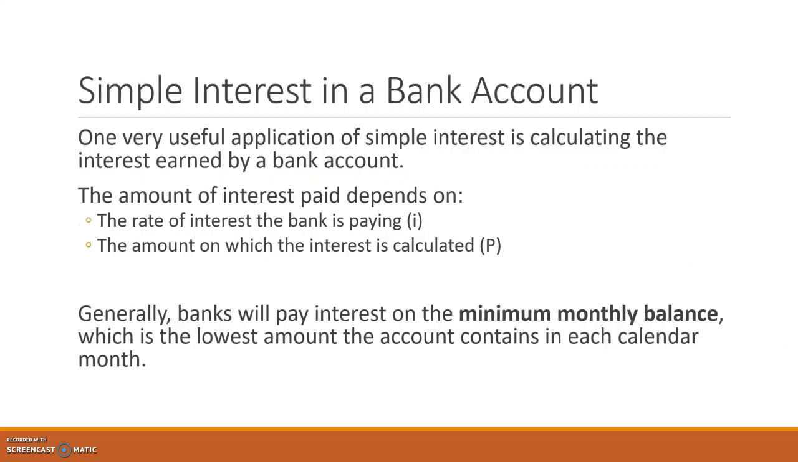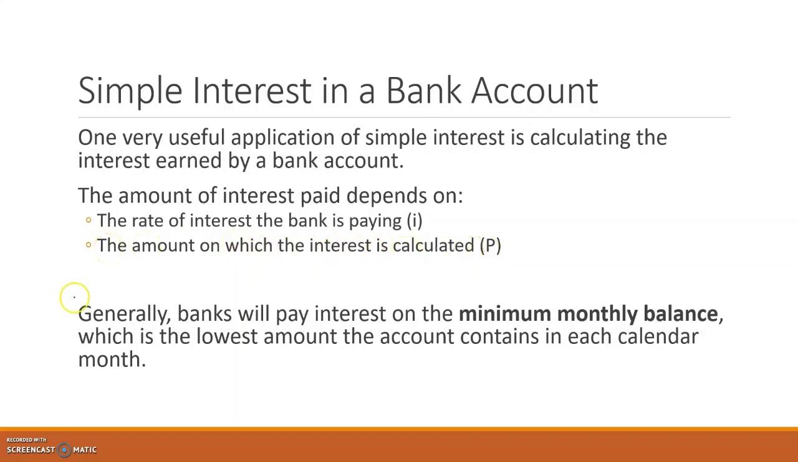Let's look at the method for calculating this. So the amount of interest paid by a bank depends on two things. It depends on the rate of interest that the bank is paying, so what percentage interest rate they've got, and also, obviously, the amount on which the interest is calculated.